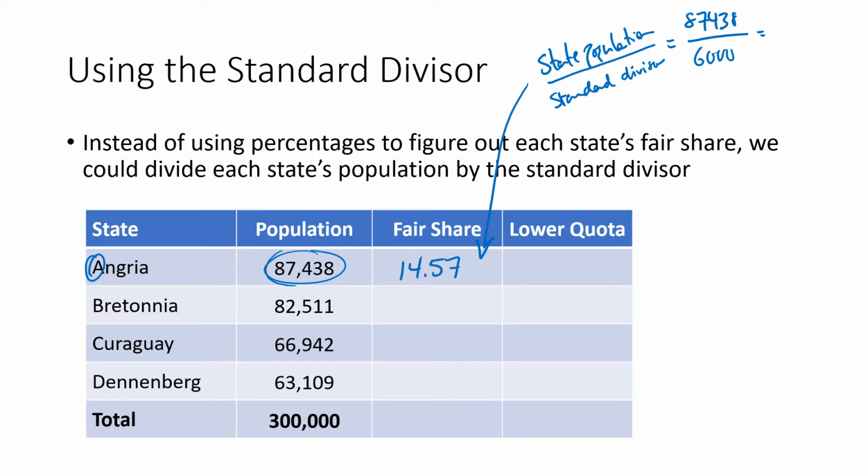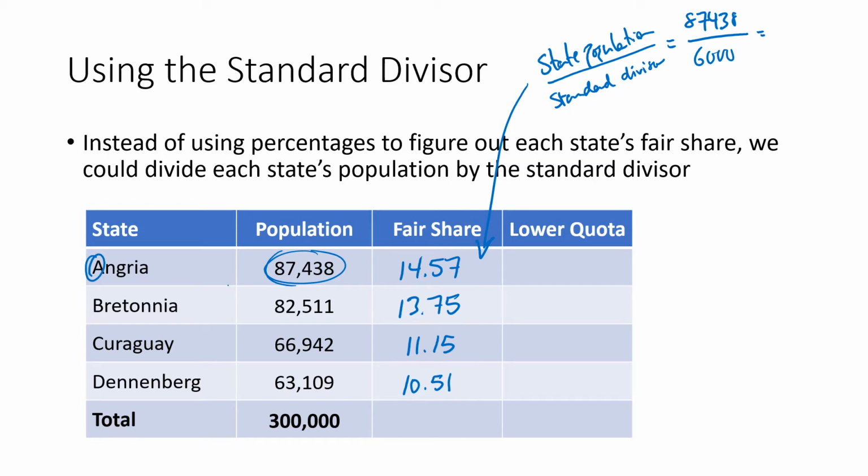And then I'm going to do the same thing for B, C, and D. So I'm going to take B's population, 82,511, divide that by 6,000. I get 13.75. Take C's population, 66,942, and divide that by 6,000. That's going to give me 11.15. And then 63,109 divided by 6,000 is going to give me 10.51.